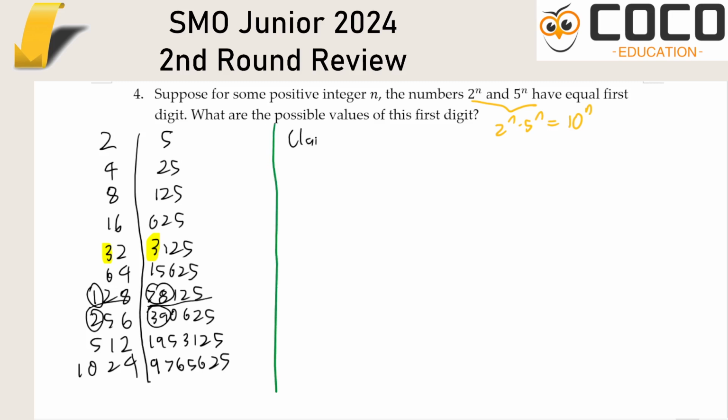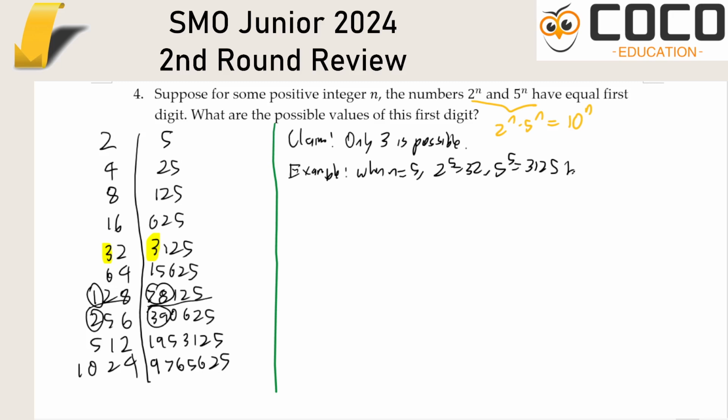Now, of course, I will start with my claim that only 3 is possible. And of course, the example or the construction is that when n equals 5, they both start with 3. It is not always true that you are asked to find all examples. So in this case, they only ask for 1. Maybe there are others, but that's not my concern. If they ask you for all possible solutions, then we have to do something a bit different.